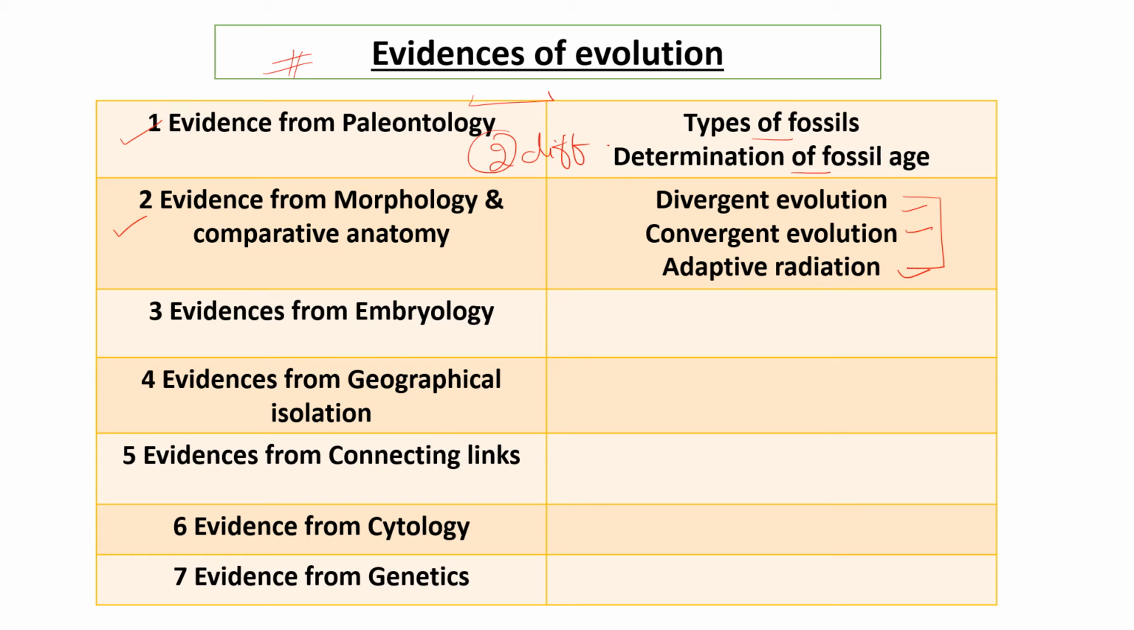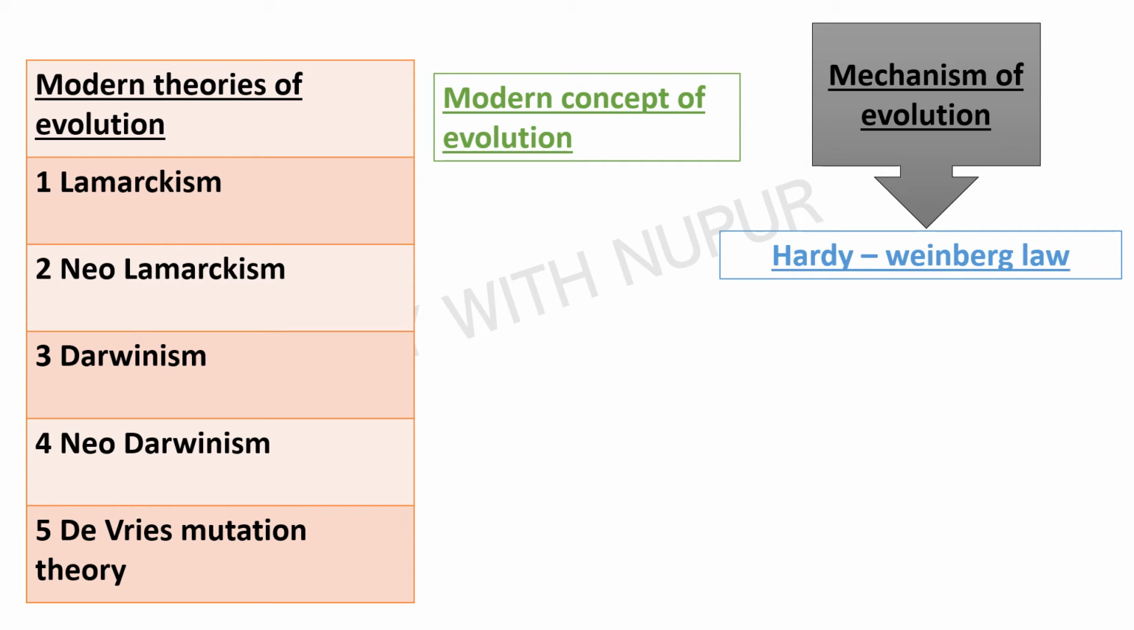I'll be defining them by giving examples and showing how they are different from each other. Then in lesson number 5, we'll be discussing the rest, that is evidences from geographical isolation, evidences from connecting links, cytology and genetics. Now, coming on to the modern theory of evolution. This will make our lesson number 6. It will solely be dedicated to these 4 theories, and they are very important. Like Lamarckism, given by Lamarck, also known as the law or theory of inheritance. We'll study the evidence in support, its criticism and the arrival of Neo-Lamarckism.